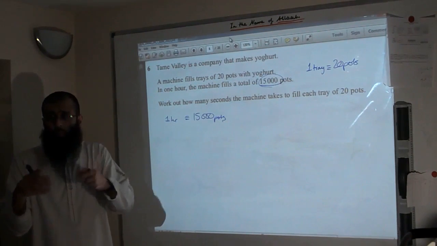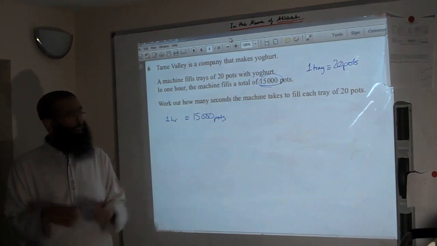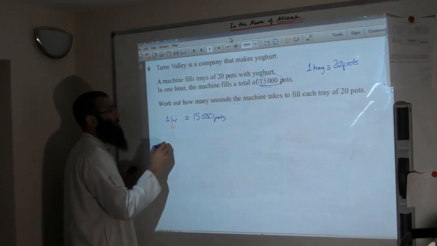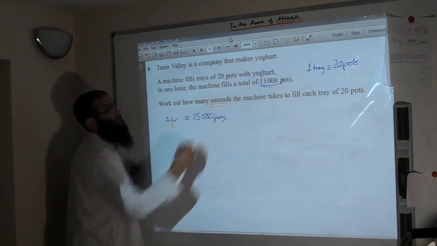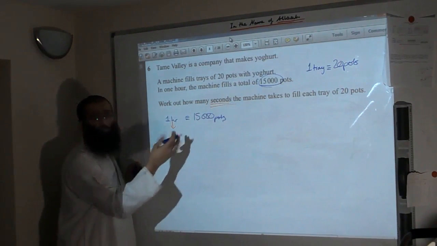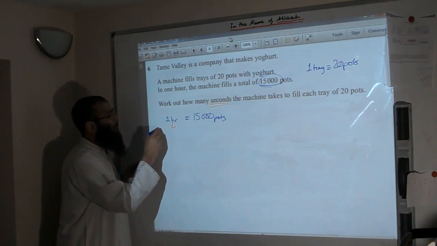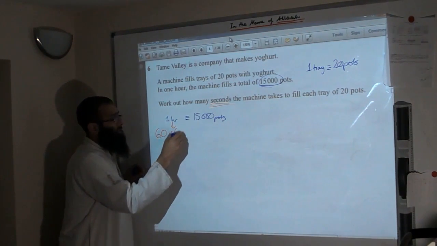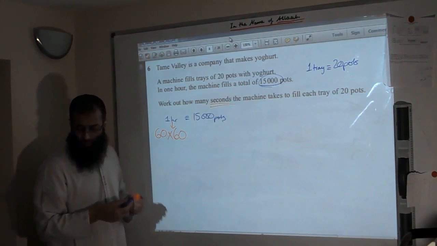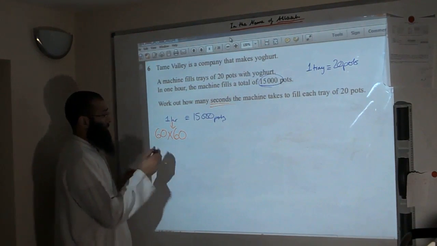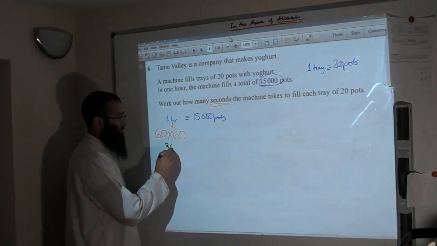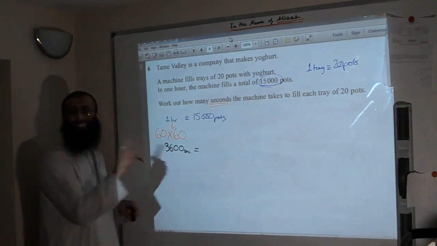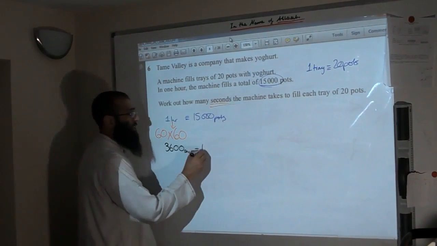So not each pot, obviously we need to work that out first. Each tray. So what we do first of all is change the 1 hour into seconds. We're going to do minutes then seconds. So in 1 hour, how many minutes do we have? 60. And how many seconds do we have in each of those minutes? 60. So 60 times 60 will give us 3,600. So it takes 3,600 seconds to fill how many pots?